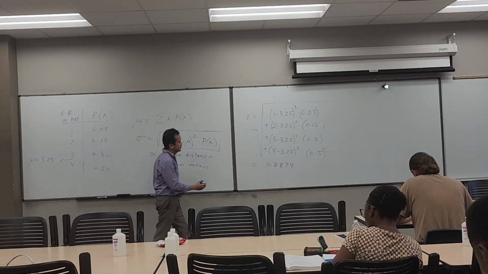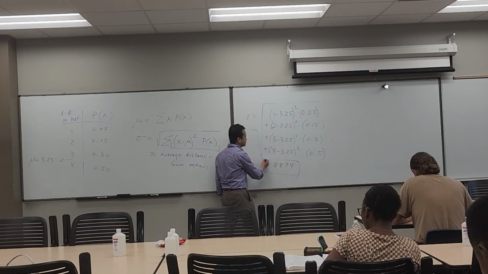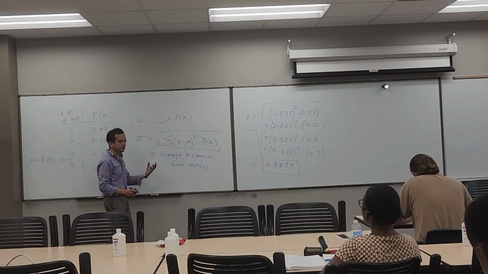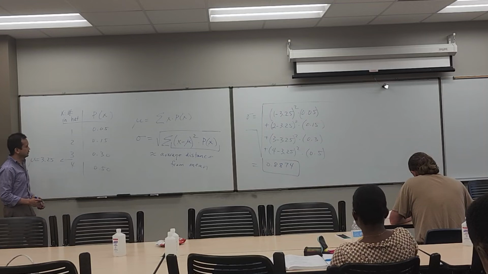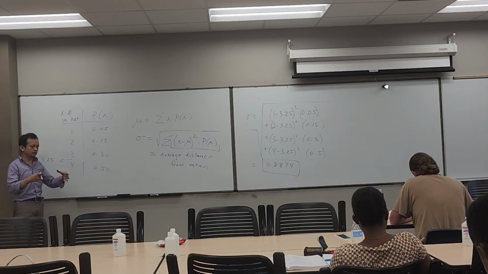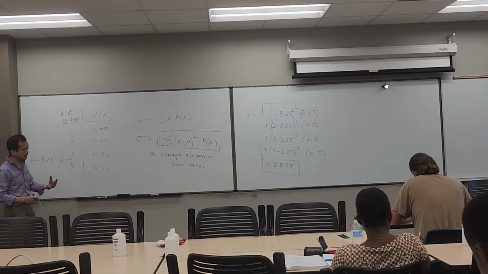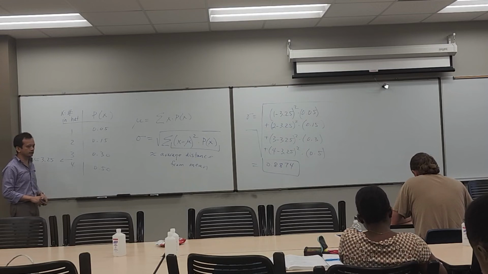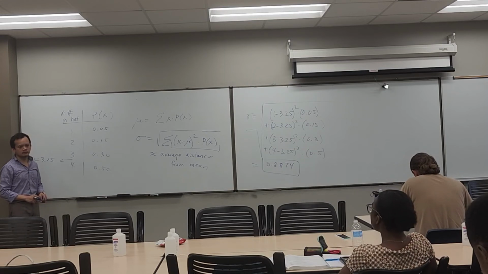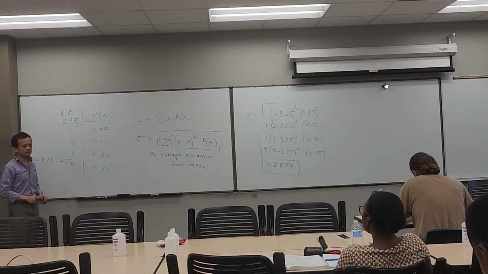So what does this number represent? It represents approximately the average distance of each of the numbers from the mean. So the average spread of the numbers from each other, or from the mean, is approximately 0.88. Any questions?